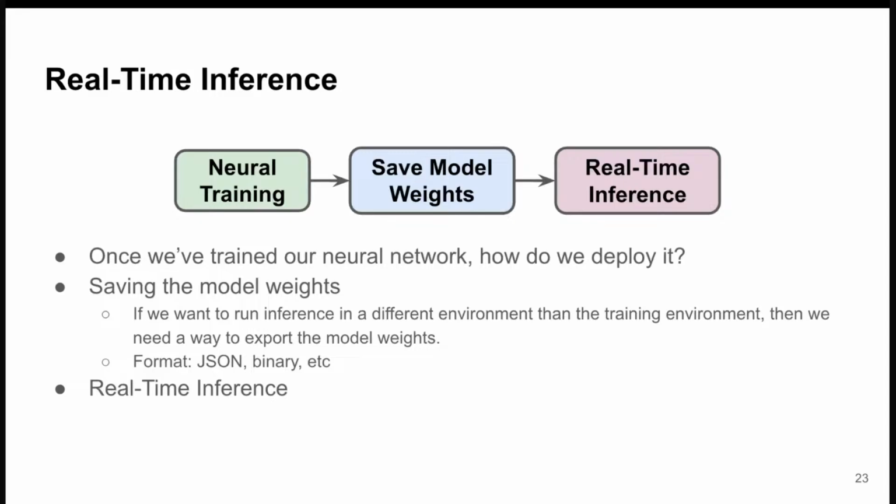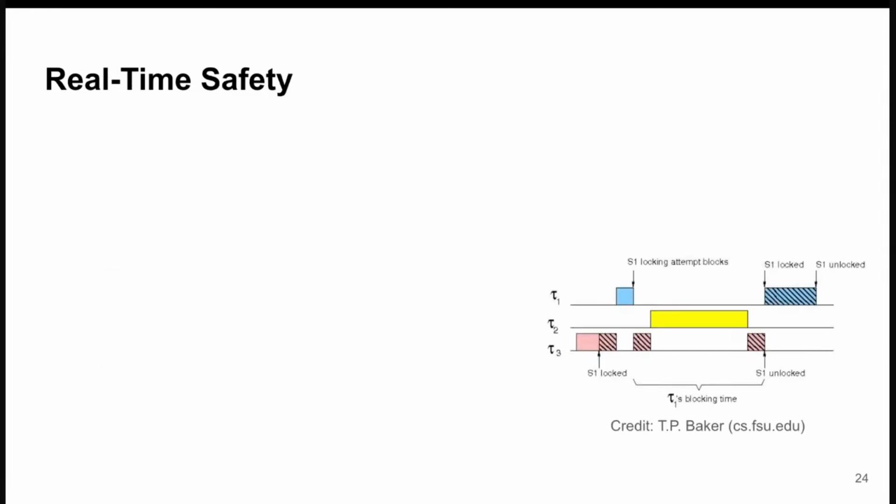Then for actually the part of doing inference, you want to make sure that you're working in a real-time safe language, and then you want to make sure that within that language, you're using language features and writing your code in a way that will be real-time safe, at least for the part of your code that's actually doing the inference.